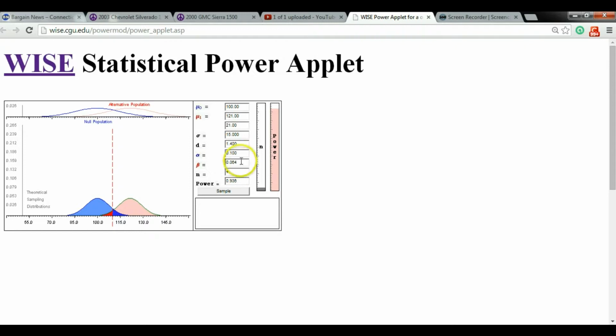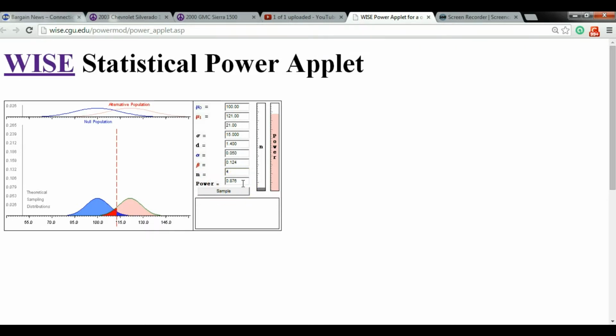Okay, so the last thing let's look at, there's one more piece that we got to look at, and that is how far is the actual distribution from the hypothesized distribution. So in this case we hypothesized that mu is 100, but mu is actually 121. It's pretty far away, so hence we have a pretty powerful situation. Okay, the power here is high.